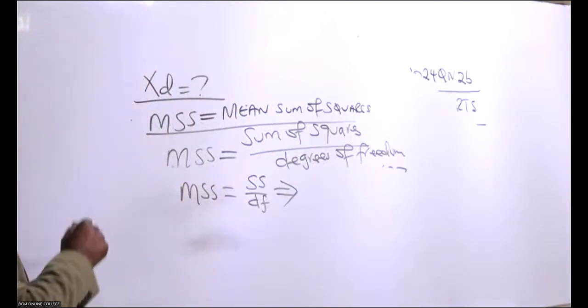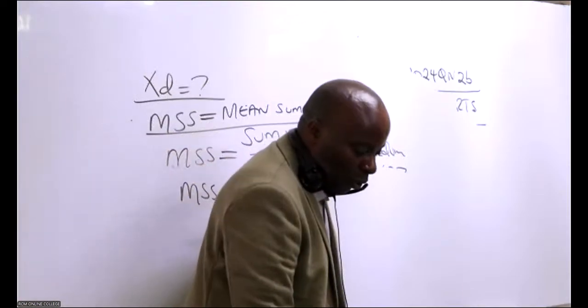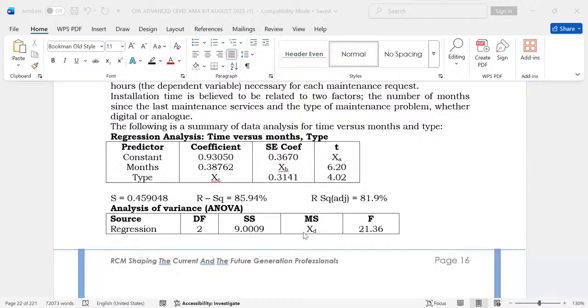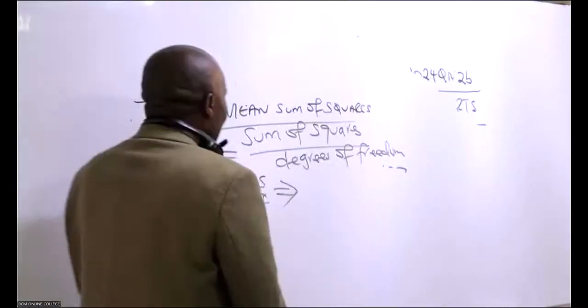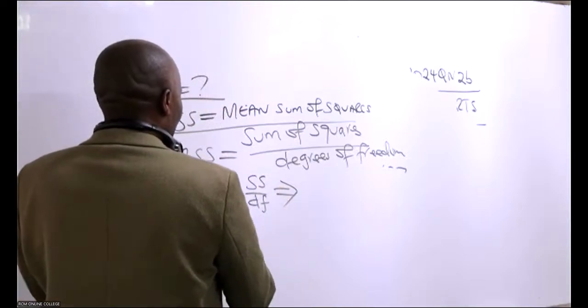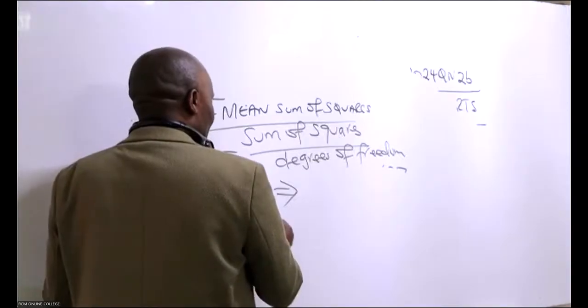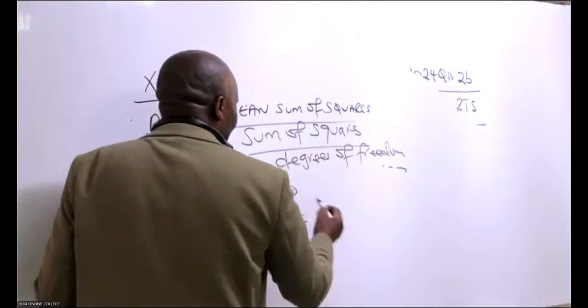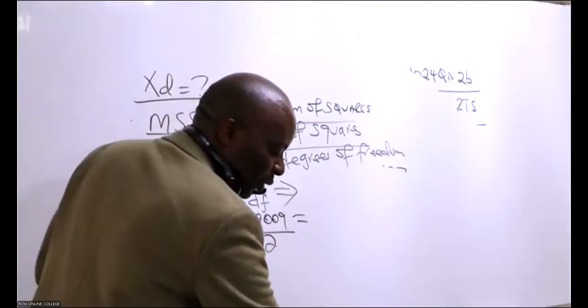So now where you are able to see XD, on this row, this is what I'll use. I can see XD here is the MS, right? So I want to substitute. I can see sum of squares is 9.0009 divided by 2. So now I'm plugging in. So MSS, this is my XD, equals SS. SS is 9.00 what here? 9. All over degrees of freedom, which are how many? 2. So then you go ahead and divide. So what are we able to get, ladies and gentlemen, here?